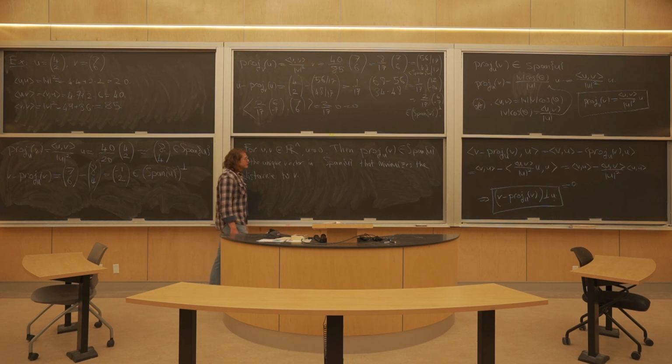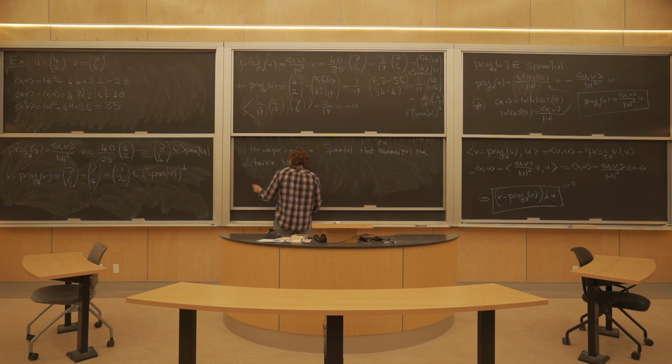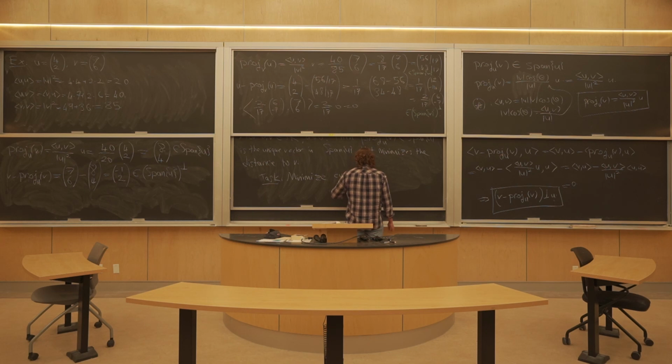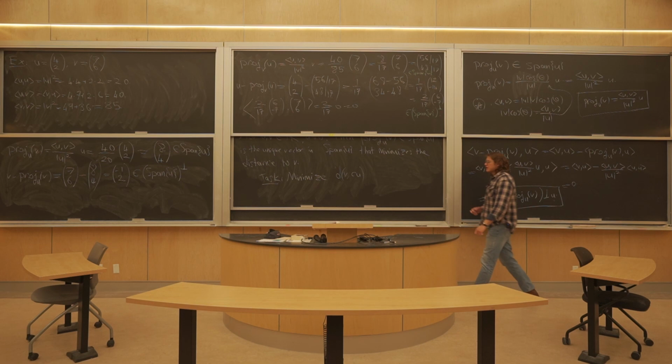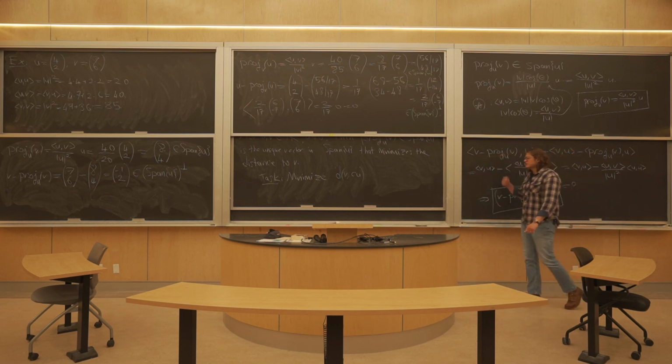Now, what do I mean by this? I mean this, that your task, let's say, is to minimize, so let me write it like this: the distance between v and Cu. So I'm sort of varying my vector along the span of u.